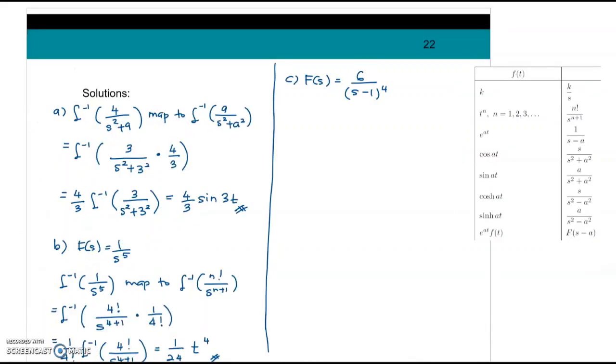Okay, so for C, you are given F(s) equals 6 over (s minus 1) power of 4. If we refer to the table, you have something like this, but not quite. You have s minus a, but your term has the power (s minus 1) power of 4. If you don't have the power of 4, then you should map to this one. But since you have (s minus 1) power of 4, it cannot be this one, and of course not this one, not this one. So the most similar expression is this one here.